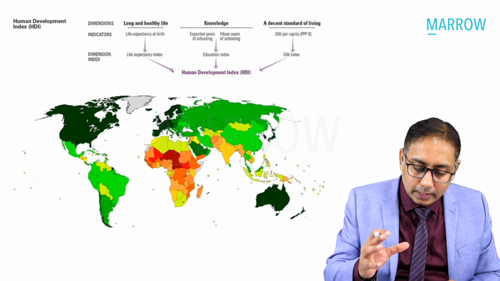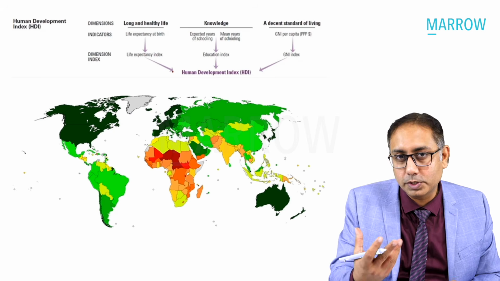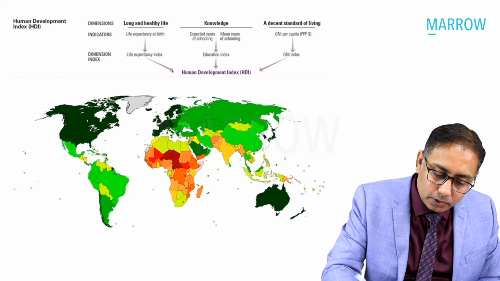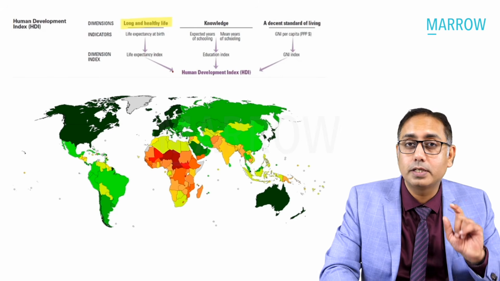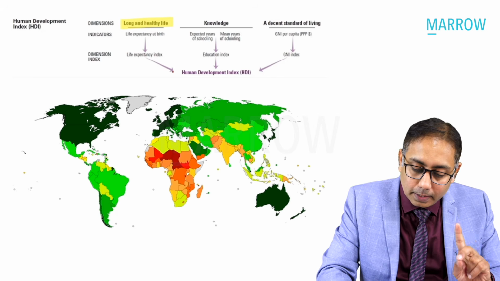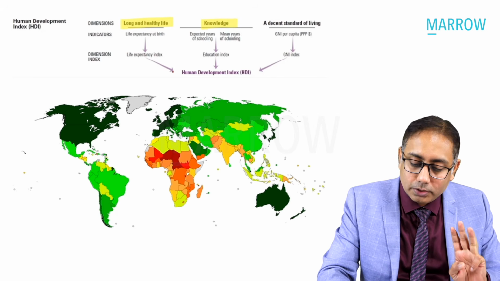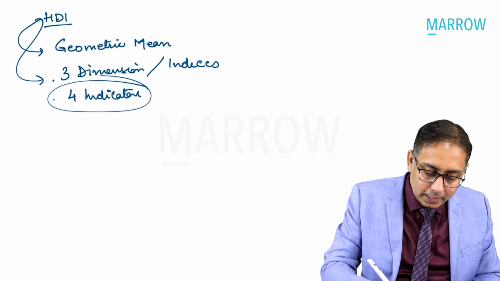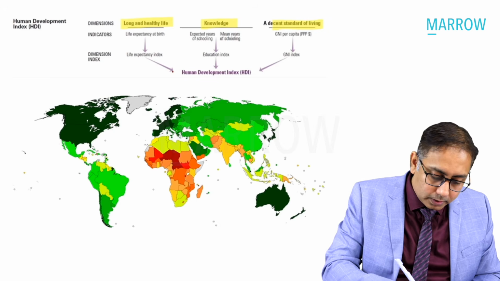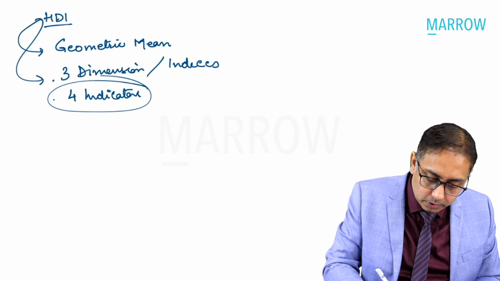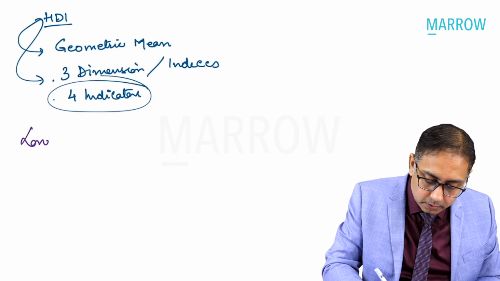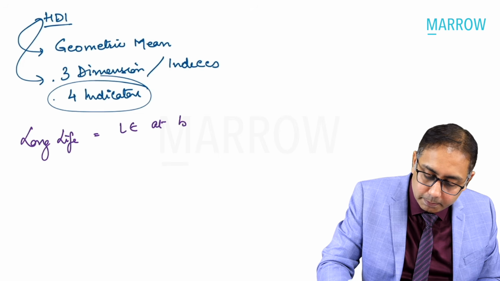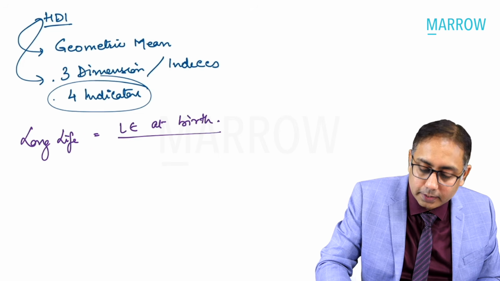If you look at the dimensions, or the dimension index which we might calculate, the first dimension is long and healthy life. The dimension 2 is the knowledge. Dimension 3 is the standard of living. So these dimensions will be having 4 indicators. The long and healthy life, so the long life, has the indicator of life expectancy at birth.